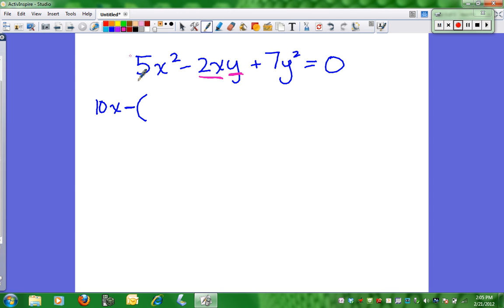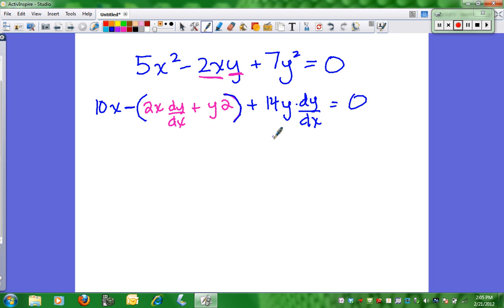So here we go. Here's the product rule: u times v prime, which is 1, but we don't have to write that dy/dx because it's implicit differentiation, plus v times u prime, which is just going to be 2. So there it is. Plus this now: take the derivative, and since there's a y, it's going to be implicit, so 14y times dy/dx equals 0.